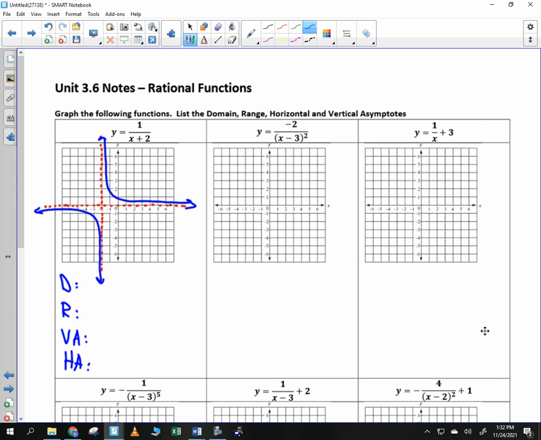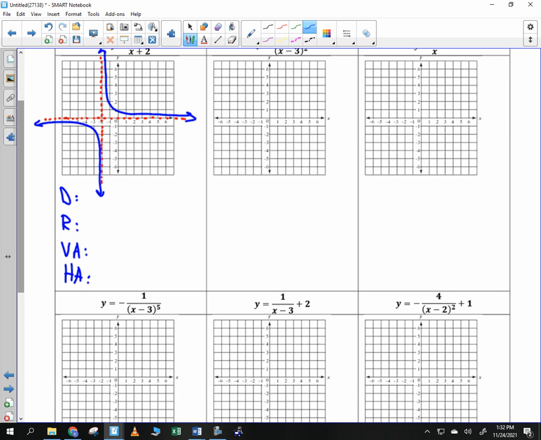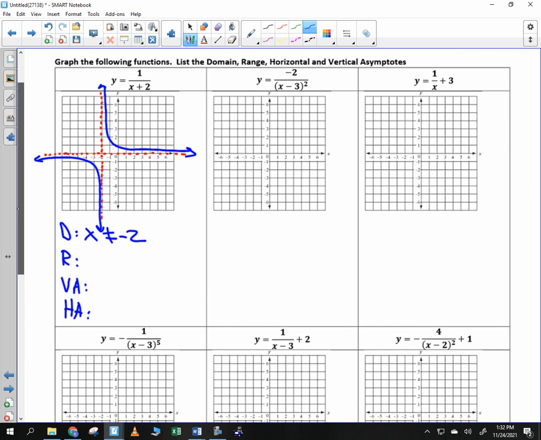What's the domain? What's the only value you can't plug in for x? -2. Does everybody see if you plugged in -2, you get 0 in the denominator? You see how that shows up in the graph? So therefore, the domain is x cannot be -2. The range, y cannot be 0.